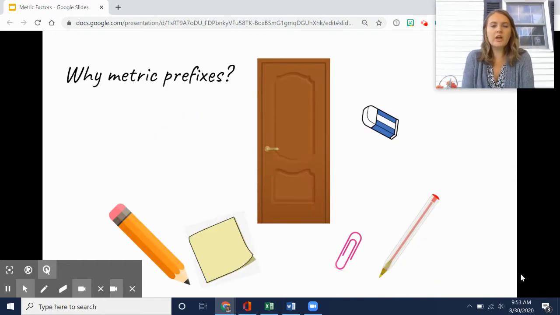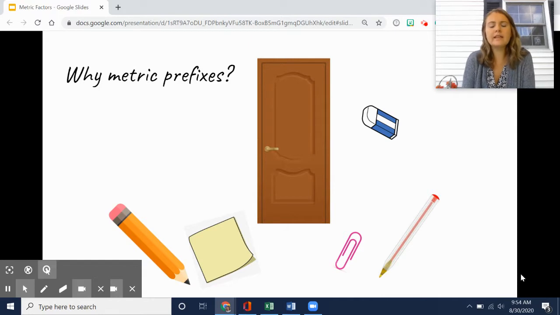Now, to get us started, I want you to put on your thinking caps, and I want you to think about, why do we have metric prefixes? All right. Now, let me give you an example. This might help you out. Imagine I wanted to measure the length of the door in the classroom, but I had a pencil, my pen, my Post-it, and my paperclip. Which of those tools would be easiest to measure the length of the door? So think about which one would be easier and why.